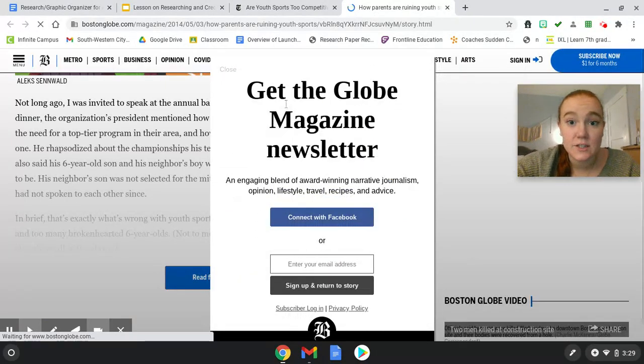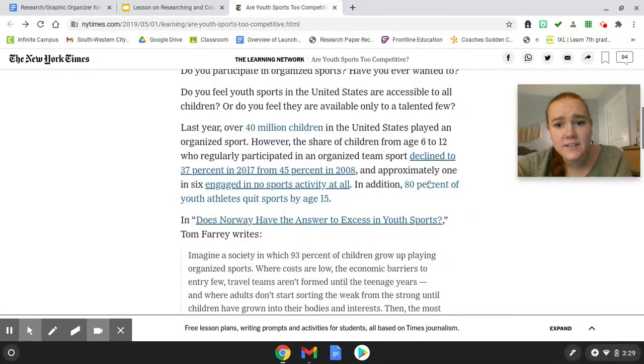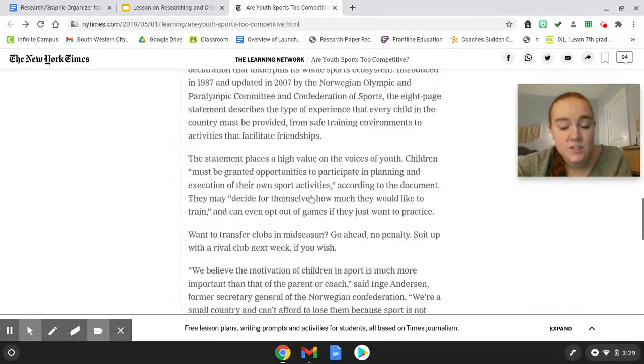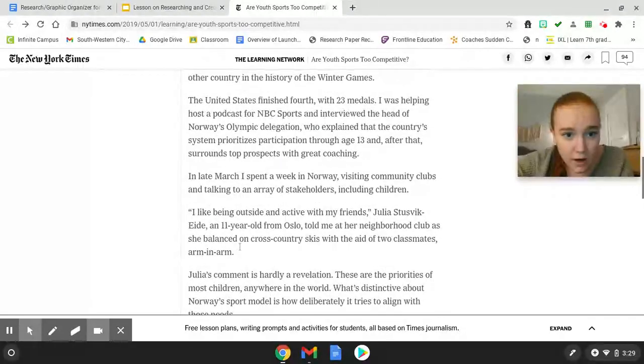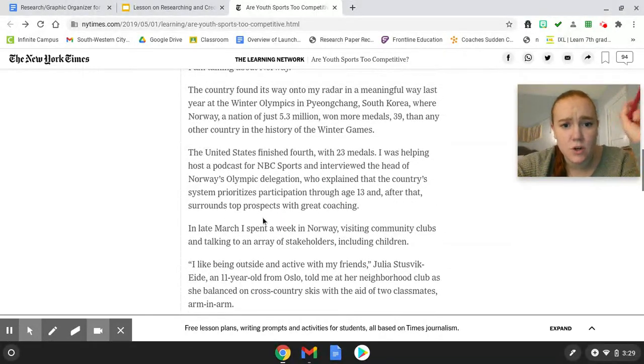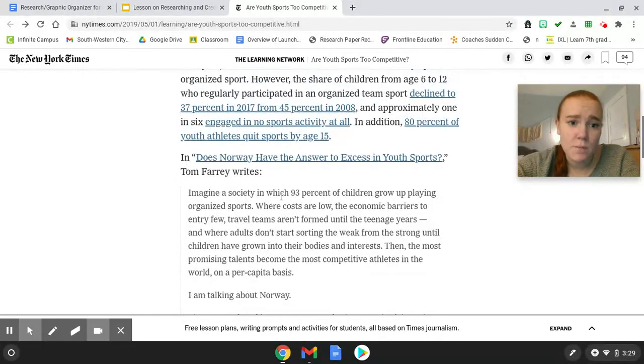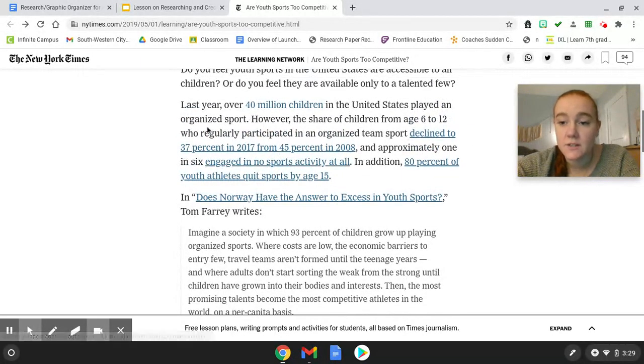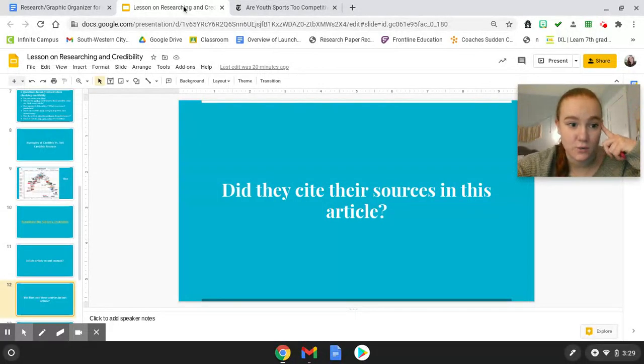So yes, it looks like this article here is citing all of their sources, which is something that we really, really need to look for. Because if they're just saying statistics, but we don't know where they're from, that's a problem. See, look, he's telling us what articles he's grabbing from. He's telling us where his statistics are from, so we can trust him there as well.